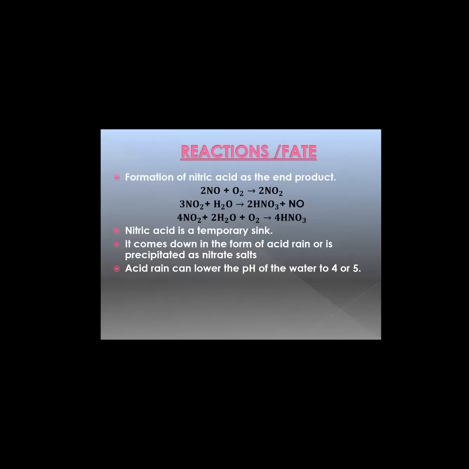Acid rain can lower the pH of rainwater, and it goes down to 4 or 5. Generally, when you talk about the pH of rainwater, it's somewhere around 5.6 to 5.7. It is in that range. But now, when the acid rain concept is being considered, the nitric acid is going to mix with the rainwater, and as a result, the pH substantially drops down. And as you know, the lower the pH, the greater the acidity, and hence we term this as acid rain.